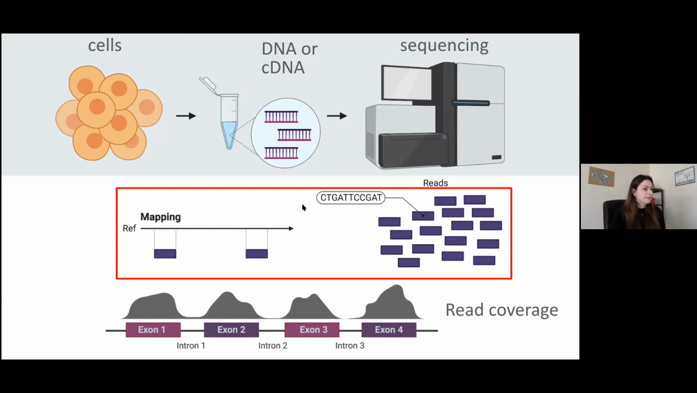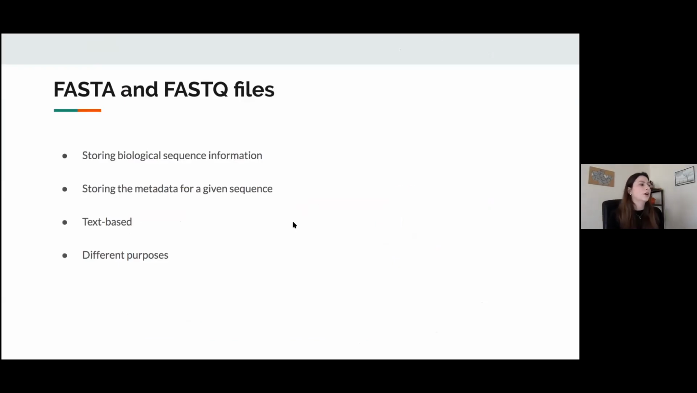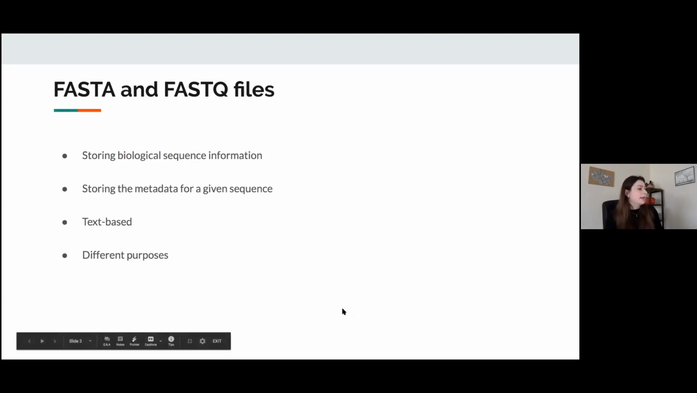So these sequencing files are used for the same thing. They have a lot of commonalities. The main thing is they both store biological sequence information, and they also store the metadata for a given sequence. For example, the name of the organism, the name of the cell line you extracted it from, and the particular genomic location that sequence came from are all part of the metadata that can be stored in these files. They are both text-based files, and they serve different purposes.